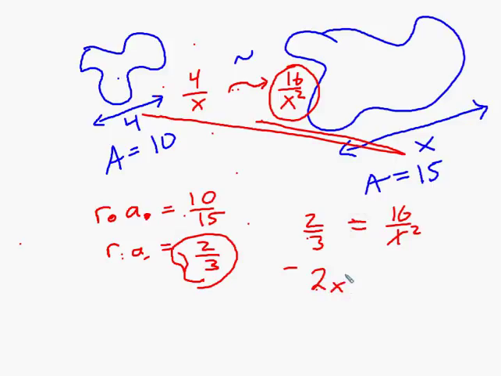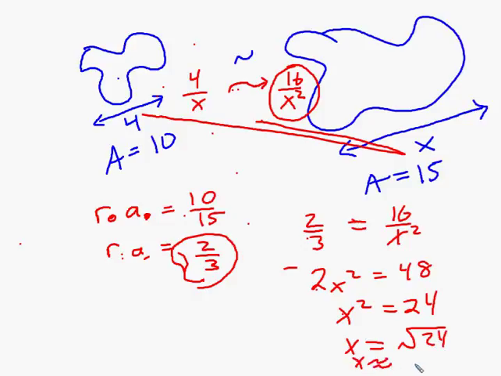Cross multiply, 2x squared equals 48. Now what? Divide by 2. Now what? Square root it. Square root of 24. So that's about what? 4.9.